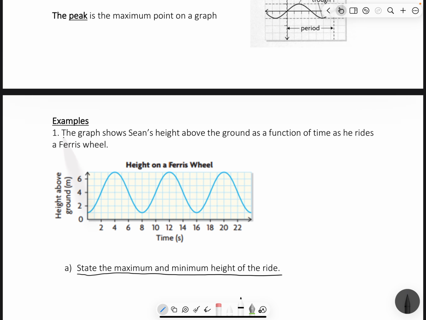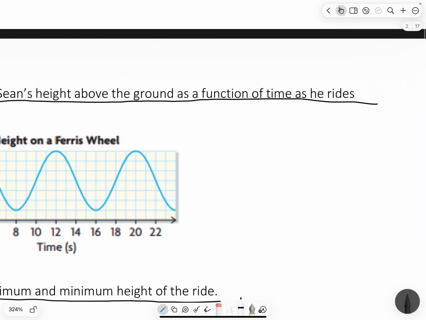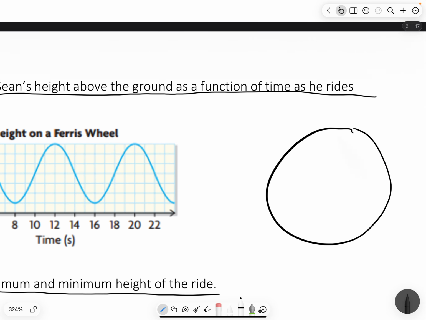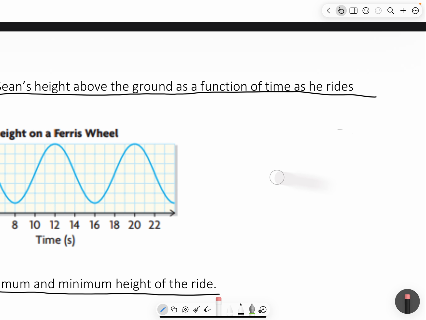Here, when we read this question, it says that the graph shows Sean's height above the ground as a function of time as he rides a Ferris wheel, right? We can kind of draw out a Ferris wheel here. It's not going to be perfect, but it looks like a Ferris wheel. We know that a Ferris wheel has to be lifted above the ground, because since it's going to be spinning, if it's touching the ground, it's going to generate friction and it won't work efficiently. So a Ferris wheel has to be levitated above the ground at a certain point.